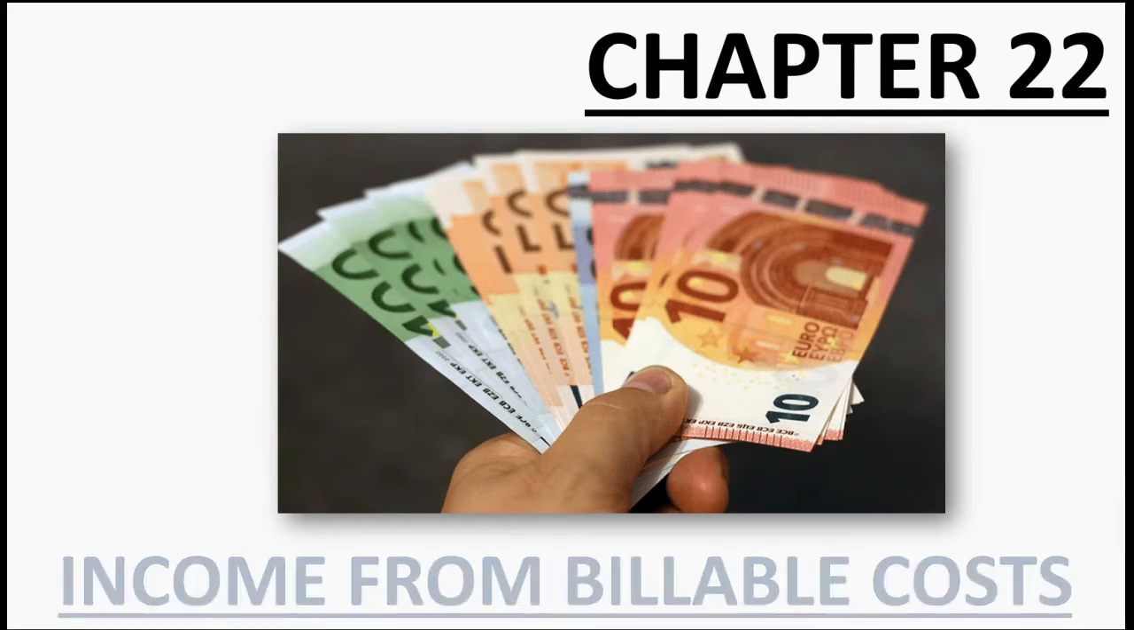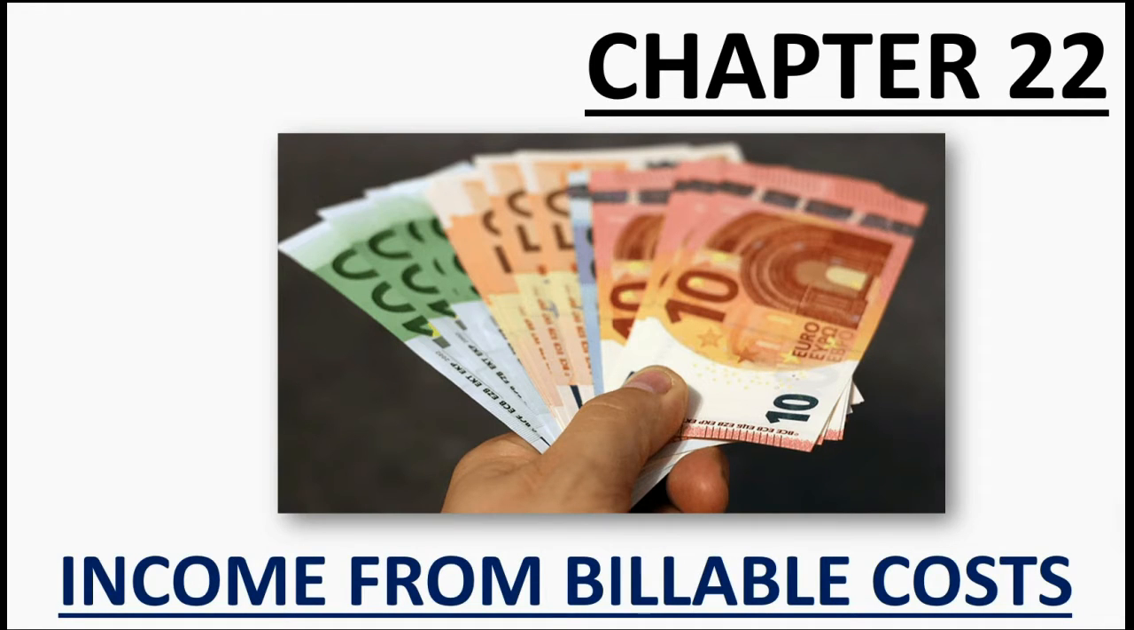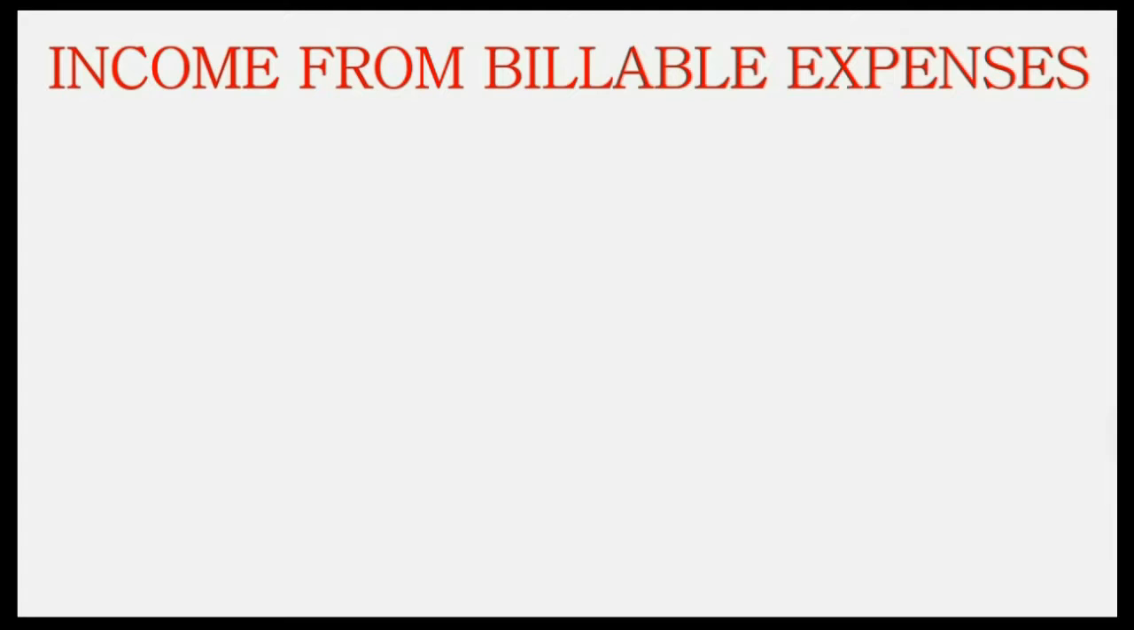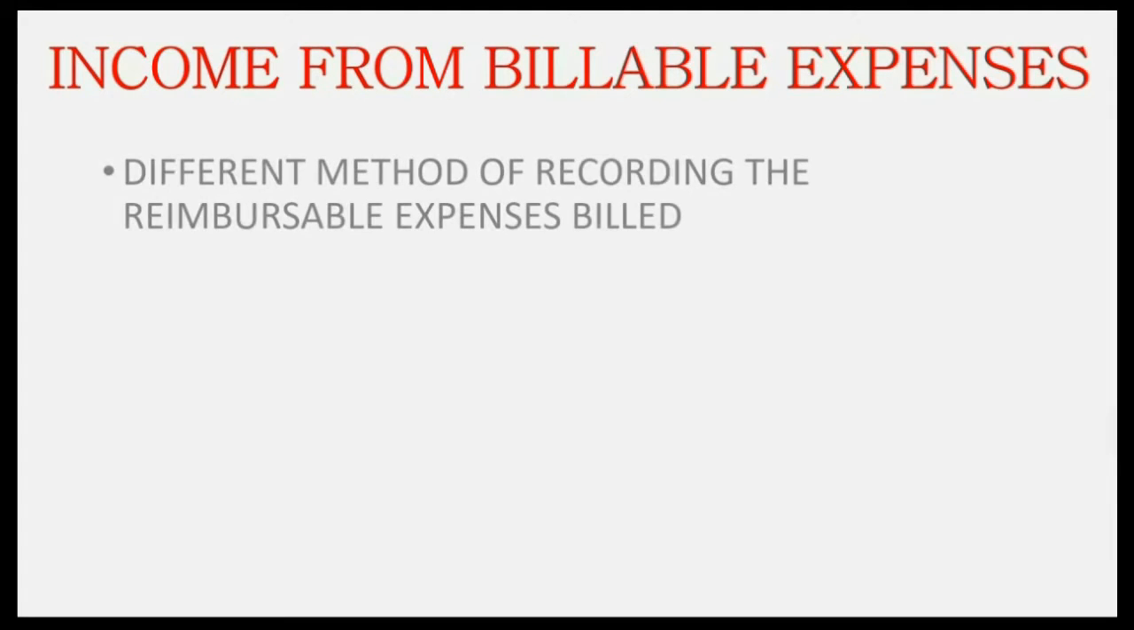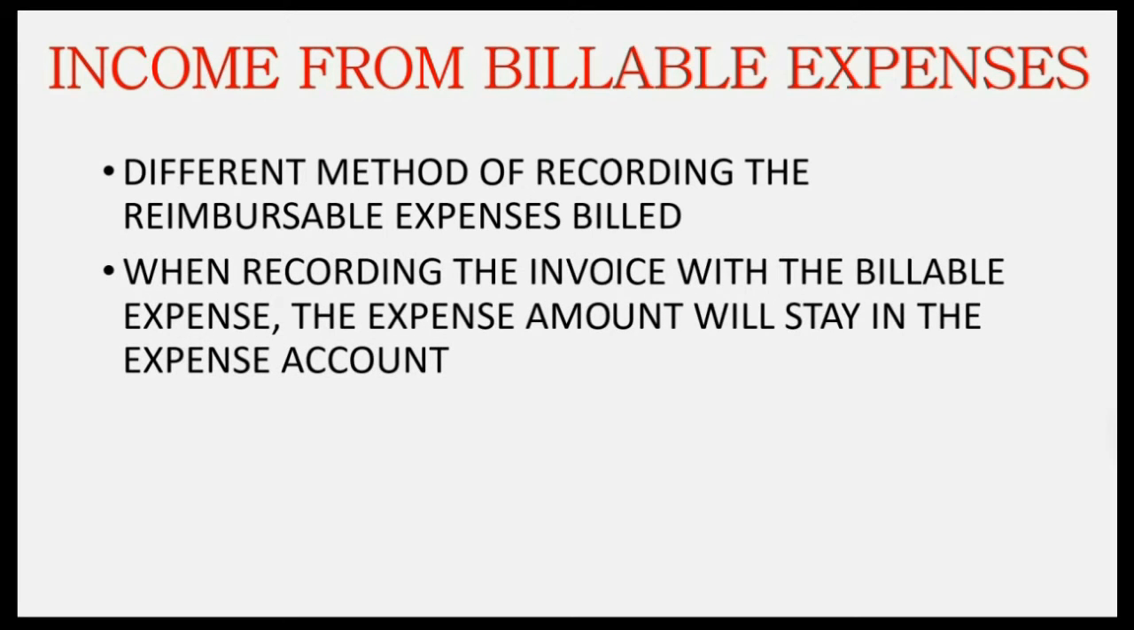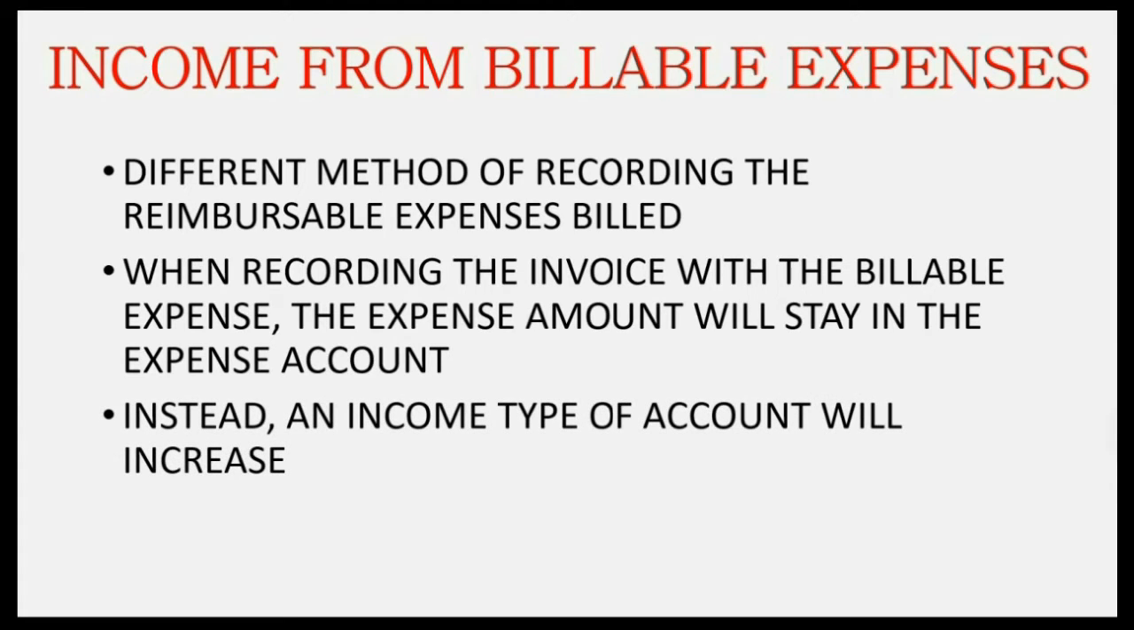Chapter 22. Income from billable costs. And now we will learn a different method of recording the reimbursable expenses that we have billed. When recording the invoice with the billable expense, the expense amount this time will stay in the expense account. And instead of that disappearing, an income type of account will increase.